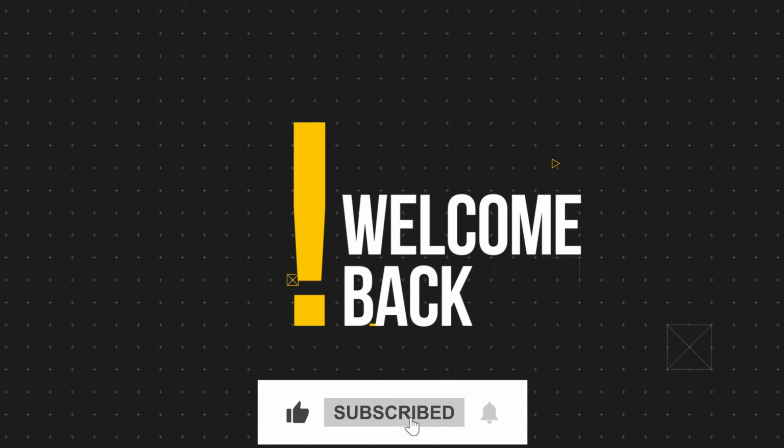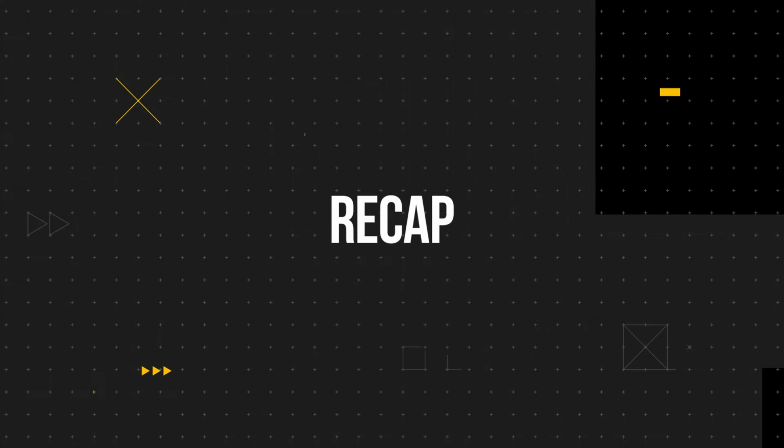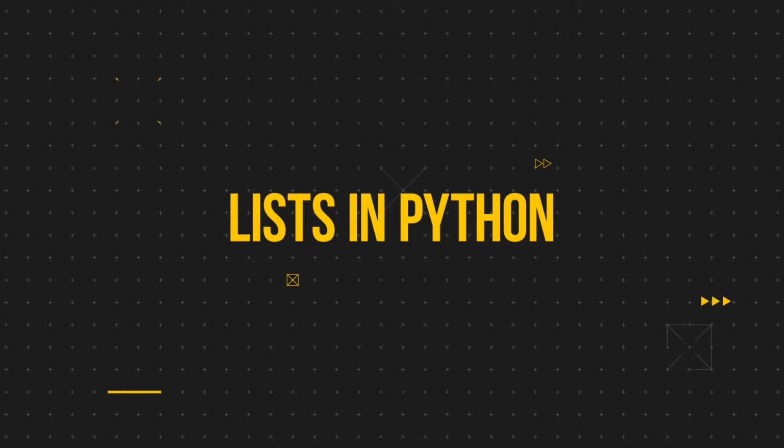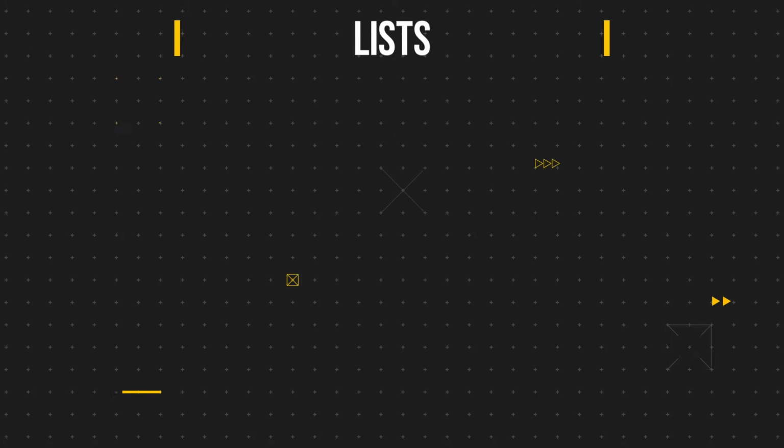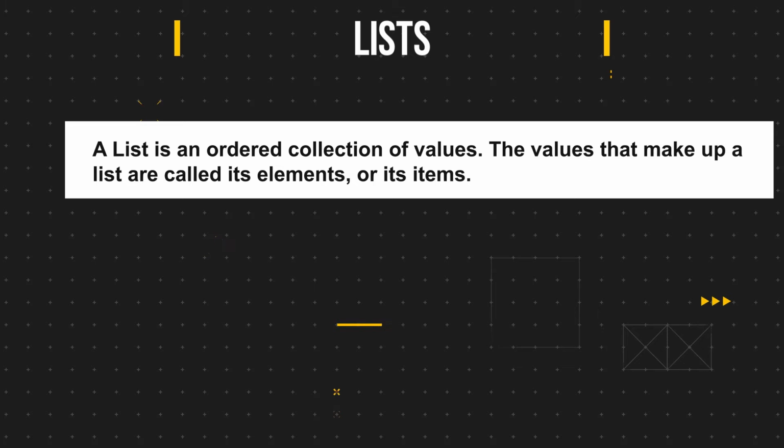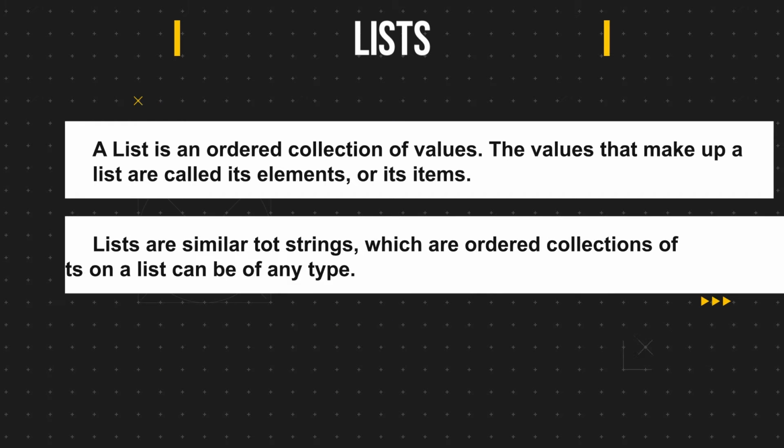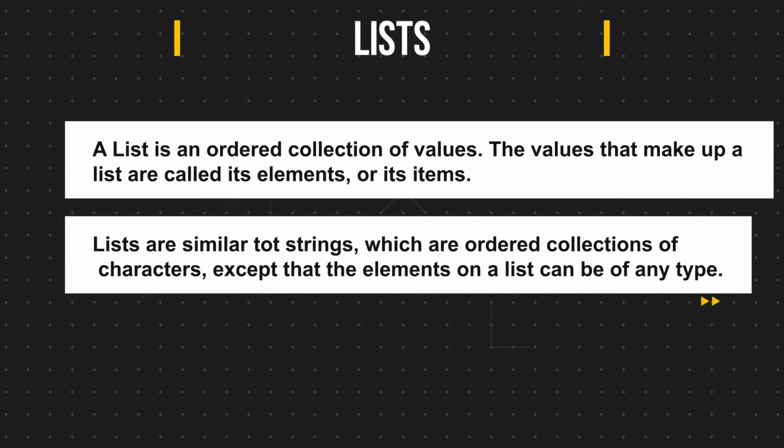Hello and welcome back. In our previous lecture we looked at Python strings. Now we are going to be looking at lists in Python. A list is an ordered collection of values. The values that make up a list are called its elements or its items. Lists are similar to strings, which are ordered collections of characters, except that elements in lists can be of any type. An element in a list can be of any type.